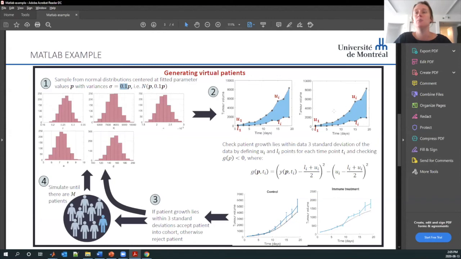This is just a repeat. It should be the other data set. We're going to make sure that they sit within the ranges of the data by solving this equation here for G. This basically says that the difference between the patient's tumor volume and this data point has to be within this shaded region. If the patient is successful, you can see one here. This patient was successful because I've said that we're allowed to be 3 standard deviations from the mean, and this is just 1. So this patient had a unique parameter set and was successful, so they get added to the cohort. We keep simulating until we get the number of patients that we're after.